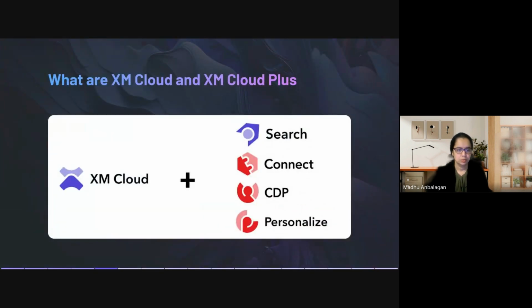So what is the difference between XM Cloud and XM Cloud Plus? XM Cloud Plus was announced last year, in October, at SymposiumCon last year. Basically, XM Cloud Plus is equivalent to XP. XM Cloud is minimal, just the cloud, but when you buy XM Cloud Plus, you get Sitecore Connect, CDP, Personalize, and Sitecore Search. Everything comes with the full capabilities. It doesn't mean that XM Cloud doesn't have anything at all. It has some capabilities, but they are very limited.